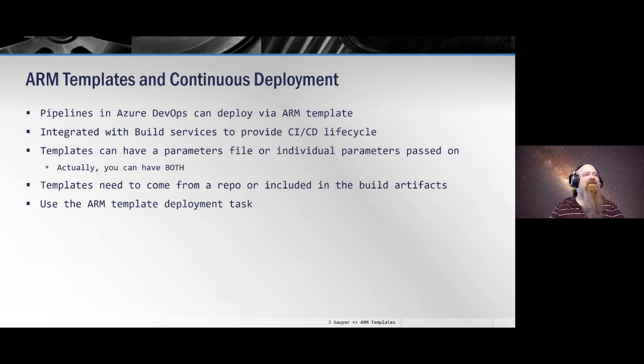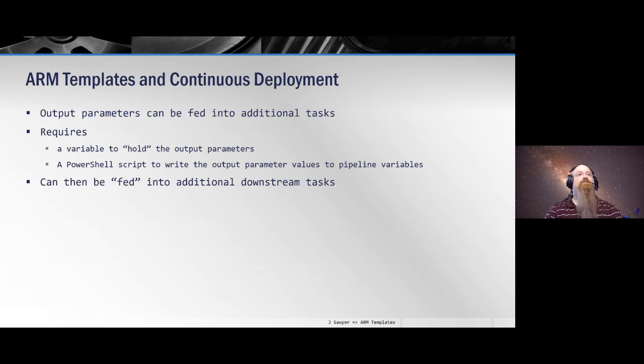You have a deployment task for it. It is the ARM template deployment task. And you just fill that in and away you go. So from there, you notice the input parameters that I had. You can use those, and the output parameters that I had. You can use those output parameters and feed them into additional tasks.